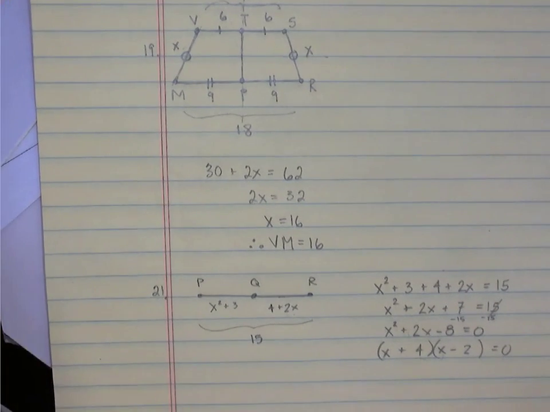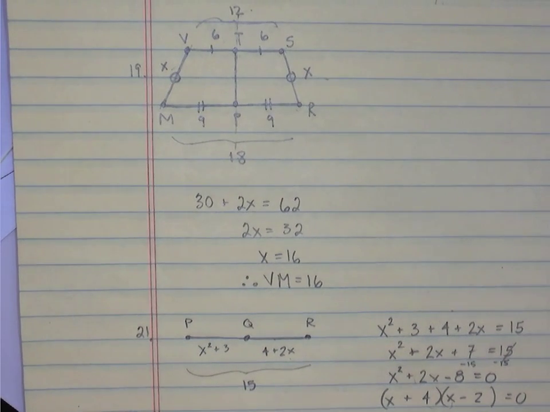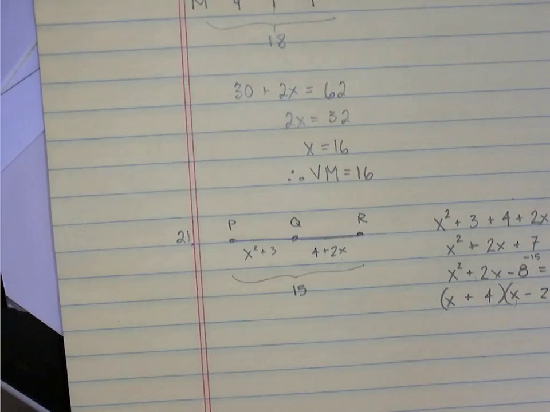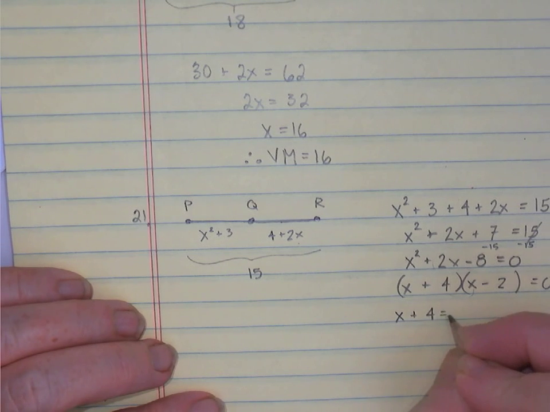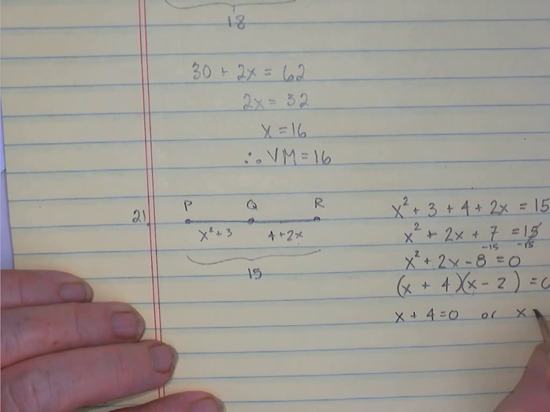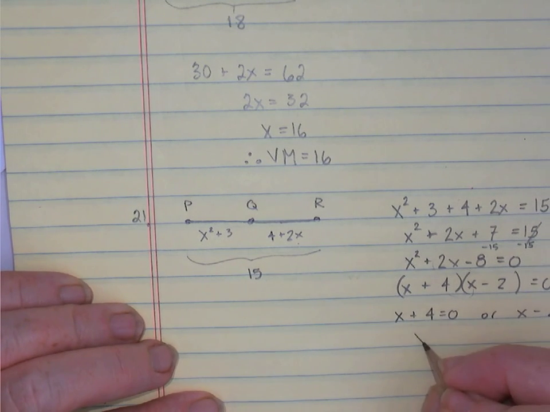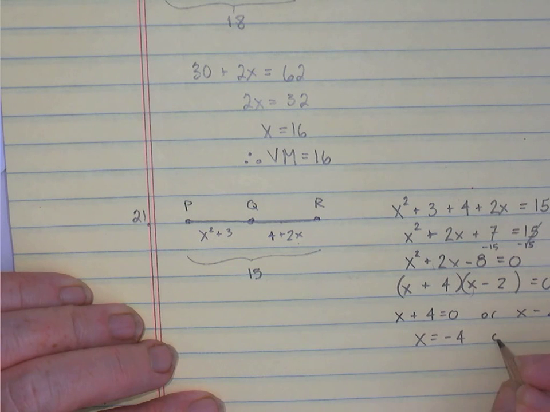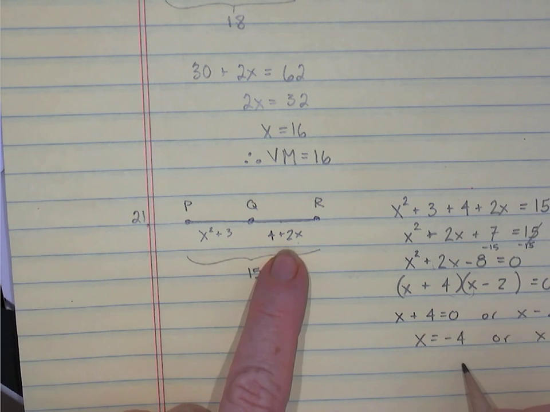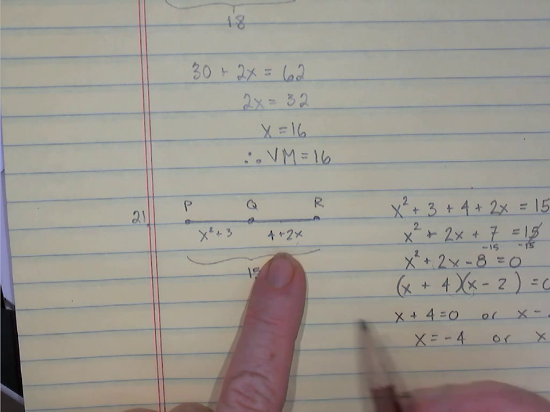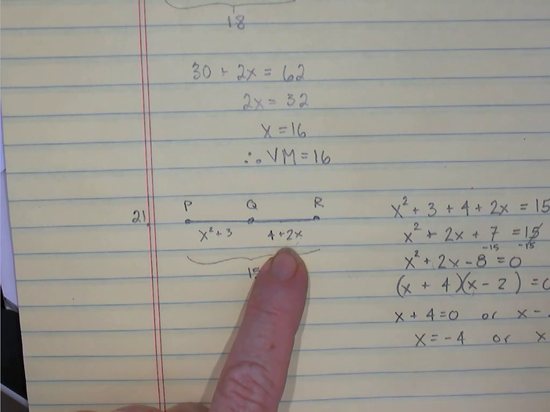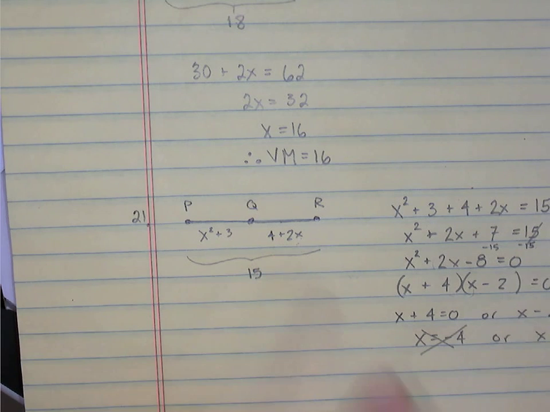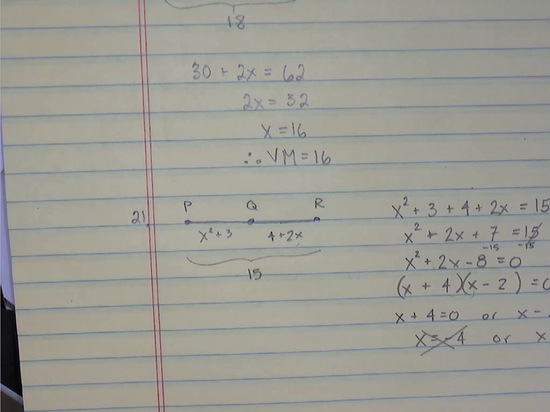And then, as we always do with quadratics, we have to use the zero product property. So what I'm going to say is that either x plus 4 is 0, or x minus 2 is 0, which would give us x is negative 4, or x is positive 2. My problem with negative 4 is if I plug it in here, that's going to give me 4 minus 8, which would give me a negative value, and we can't have a negative length. So we'll just get rid of that. So x is just 2.